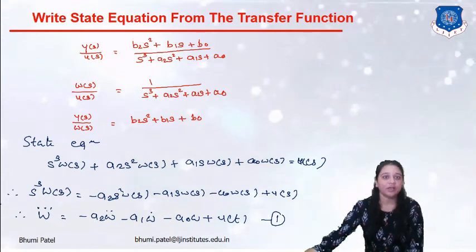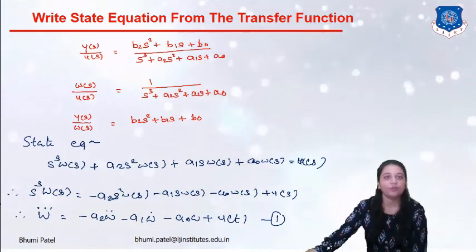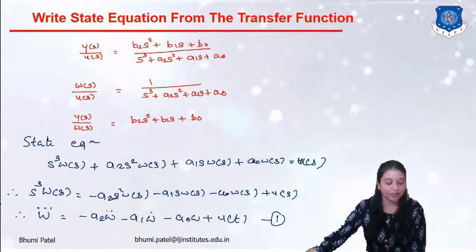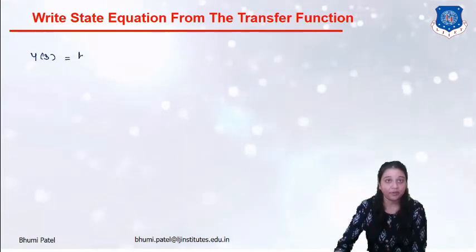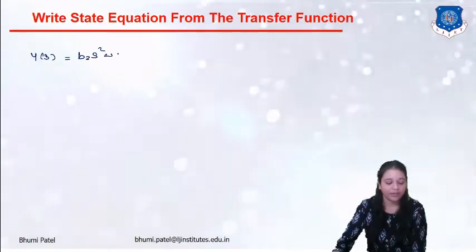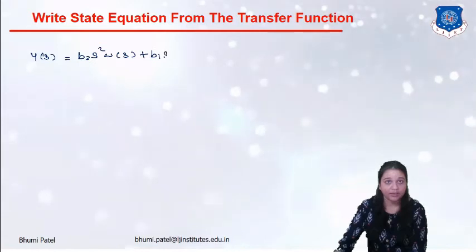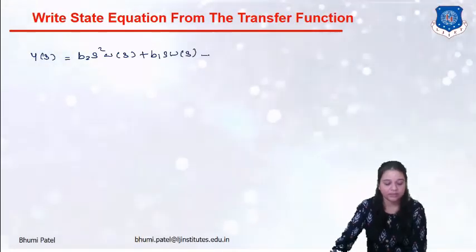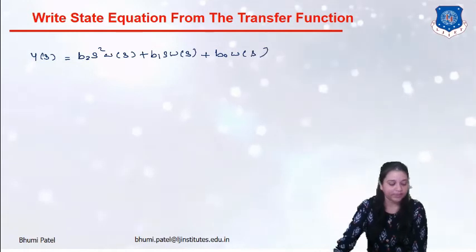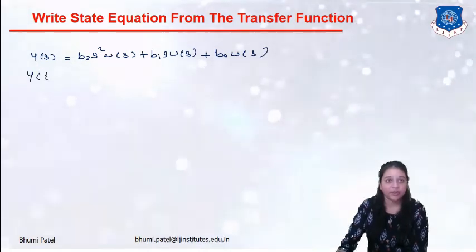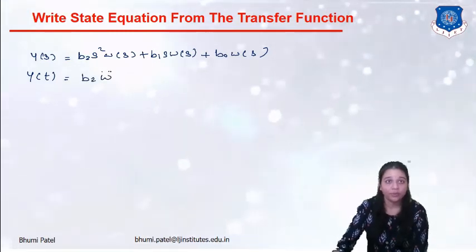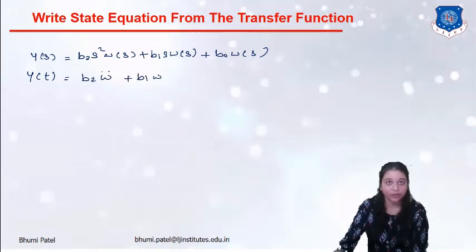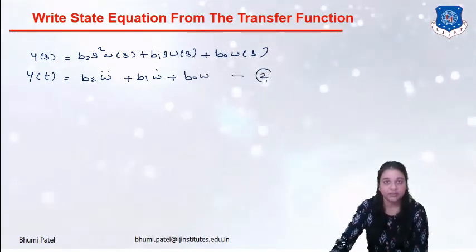Now using the equation Y of s upon W of s is equal to b2s square plus b1s plus b0, we can write the equation like this: Y of s is equal to b2s square W of s plus b1s W of s plus b0 W of s. Now take the inverse Laplace. So Y of s becomes y of t is equal to b2 w double dot plus b1 w dot plus b0 w. This is my equation number 2.